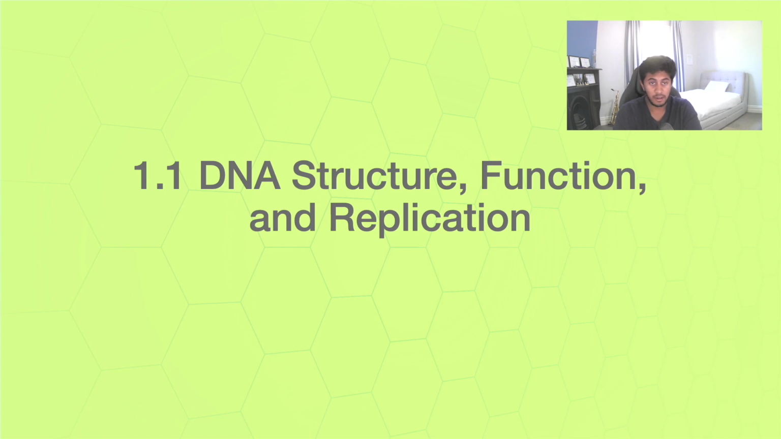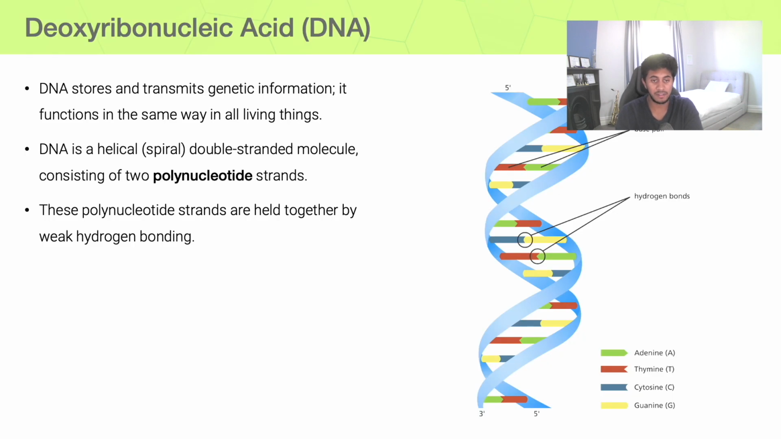So DNA is deoxyribonucleic acid. You don't need to know what that means, but you do need to know that DNA stores and transmits genetic information. DNA is basically universal, meaning that it functions the same way in all living things, and it has the same basic structure and function in every single organism that's living.